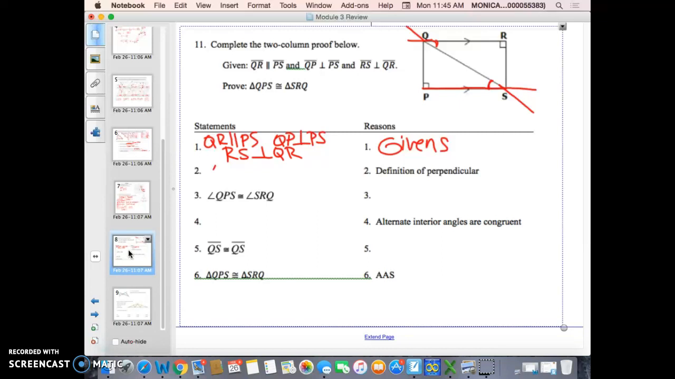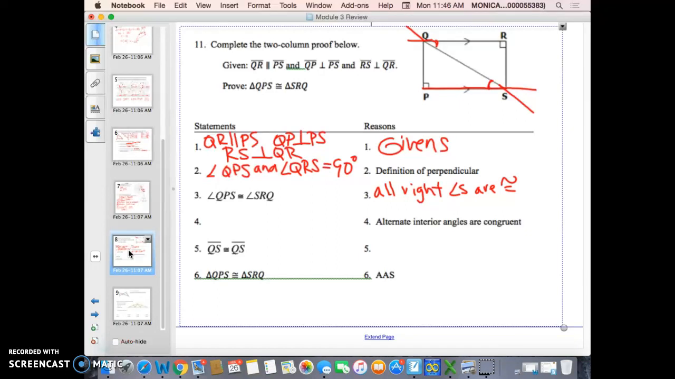All right, so I can say that angle QPS and angle QRS equal 90 degrees. That would be my definition. And then I can say that these two angles are congruent because all right, right angles are congruent.